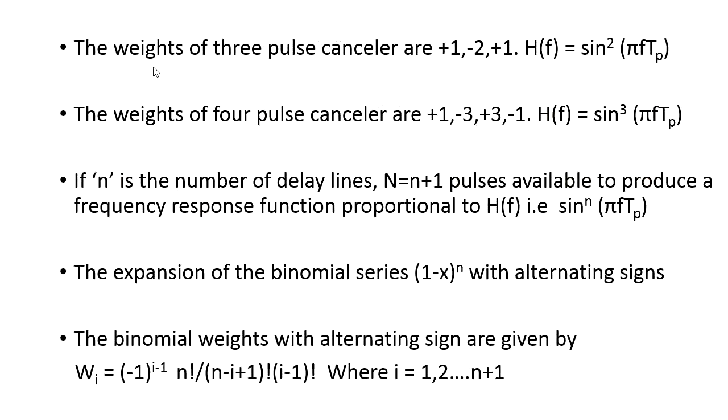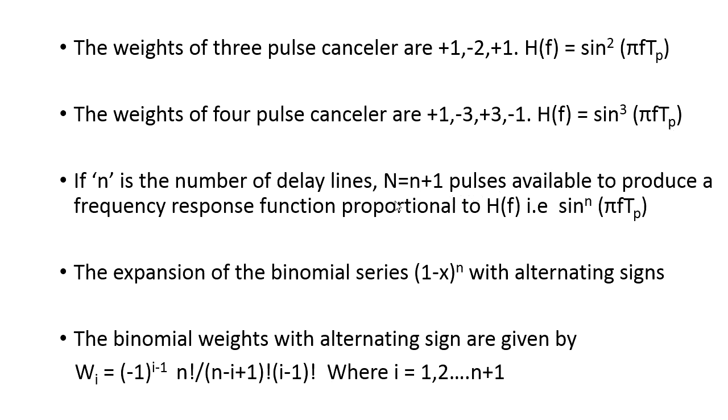Next we will discuss the weights of the 3 pulse canceller, which are +1, -1 and +1 here, and the magnitude response, that is h of f is equal to sin square pi f tp here. So similarly, if I want to identify the 4 pulse canceller, instead of 3 we have to calculate the 4 pulses, that is the weights of the 4 pulses +1, -3, +3, -1, and the magnitude response of the 4 pulse canceller is h of f is equal to sin cube of pi f tp.